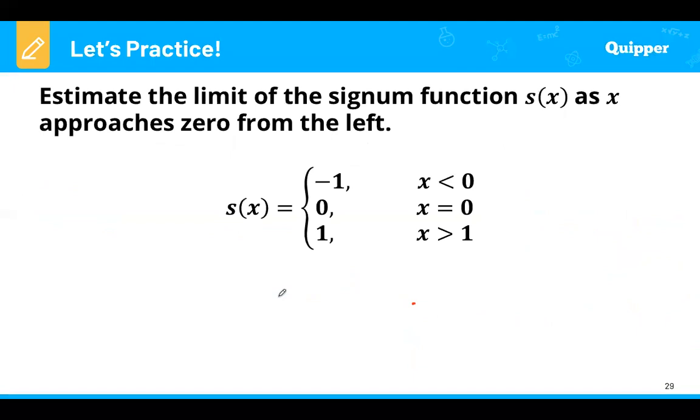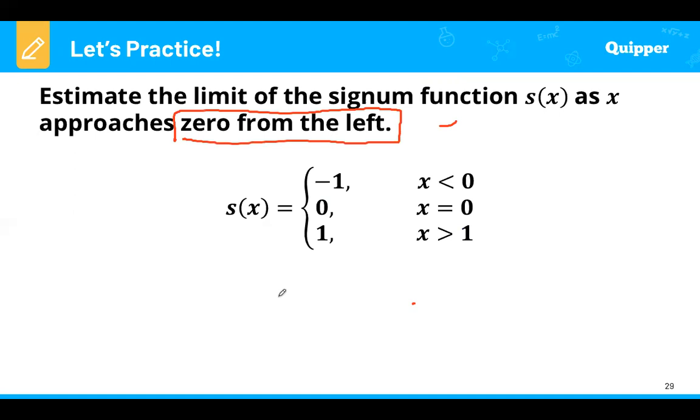Estimate the limit of the signum function, s of x, as x approaches 0 from the left. The clue here is from the left. So is it positive or negative? That is negative. Okay. So this one looks tricky, but it's easy.